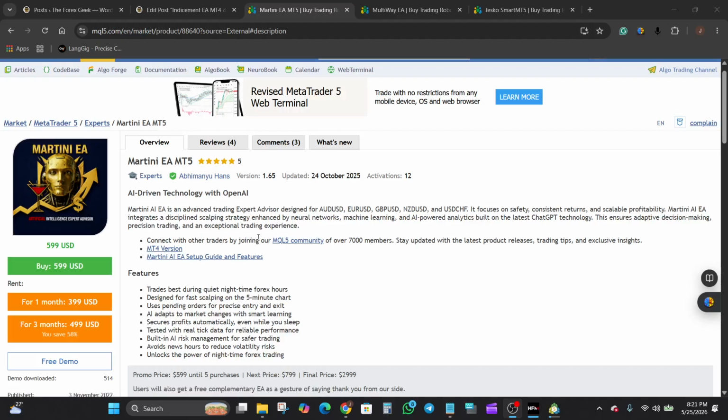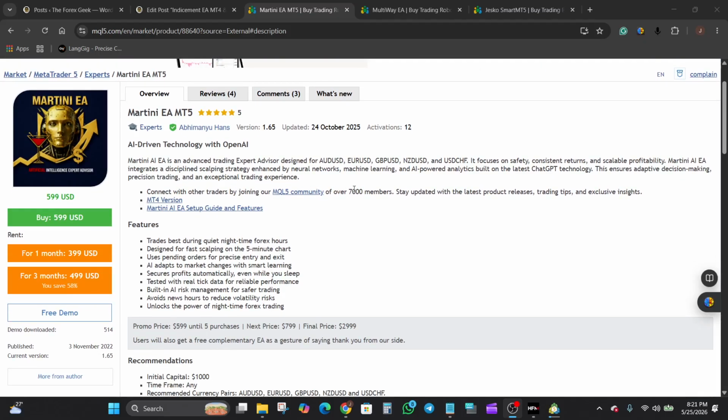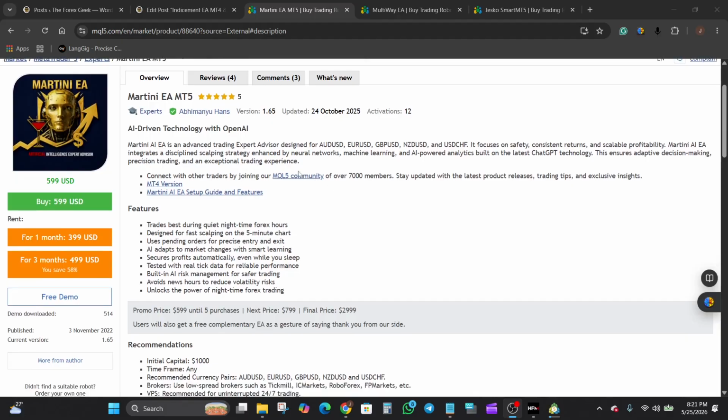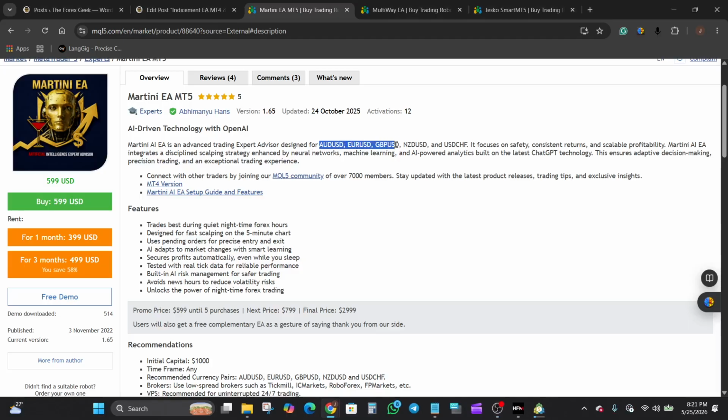Okay, which is something that I always like to point out because it gives traders flexibility before committing fully. The version here is 1.65 and it looks like it has been updated fairly recently with a decent number of activations already. Now, scrolling through the description, the developer presents this as an AI-driven trading system built with OpenAI integration and machine learning concepts. It is designed mainly for major forex pairs like the AUDUSD, EURUSD, GBPUSD, NZDUSD, and USDCHF, which gives it a pretty focused market selection.